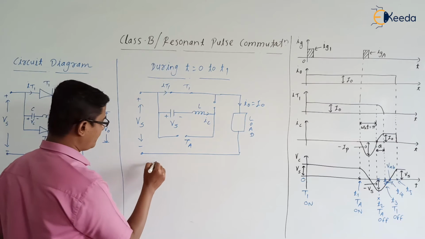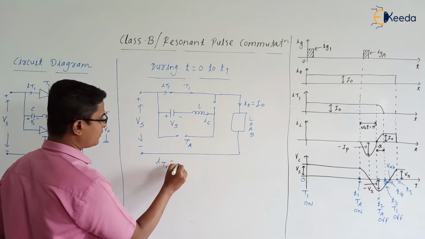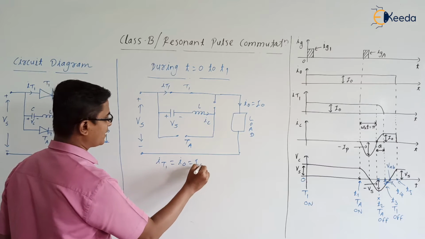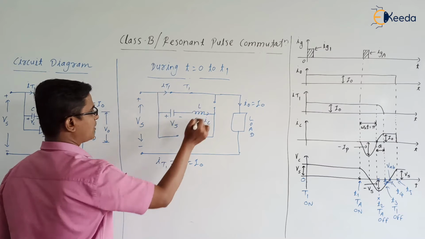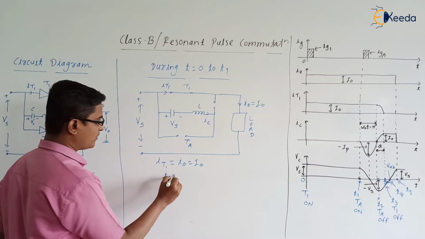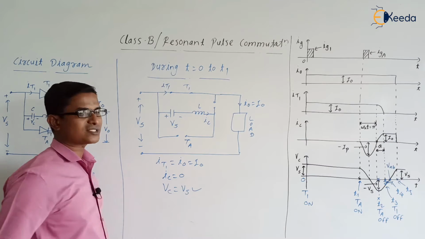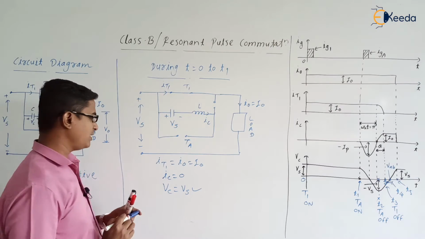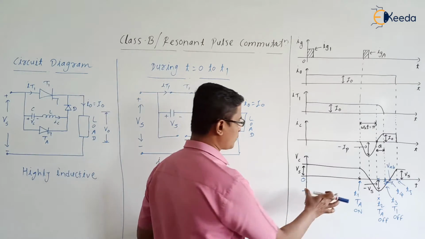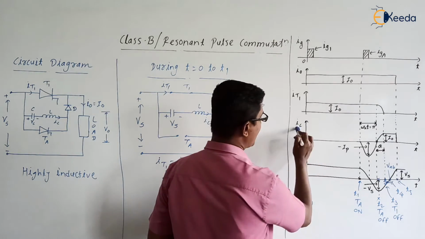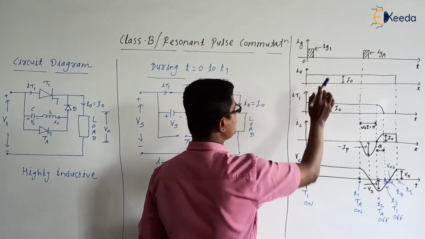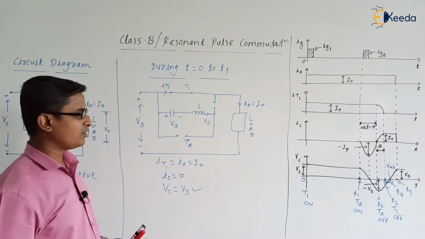So we know IT1 is equal to I0. Discharging path is not available for the capacitor, so IC is equal to 0. What is VC? VC is equal to Vs only, because the capacitor is not able to discharge. So during 0 to t1, VC is Vs, IC is 0, IT1 is I0. This will continue till t1.